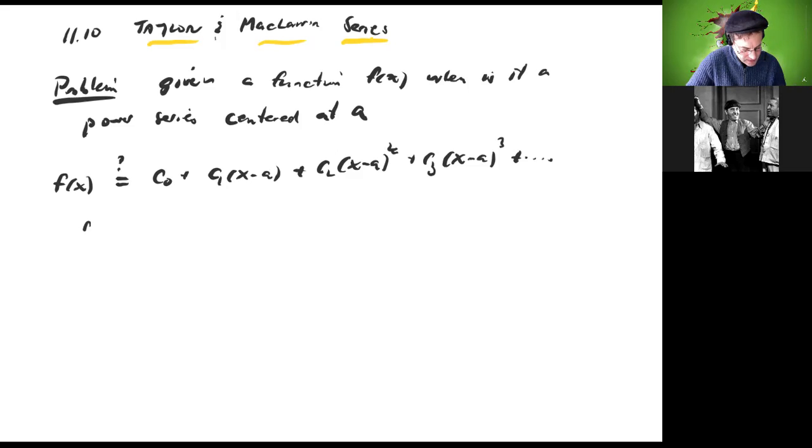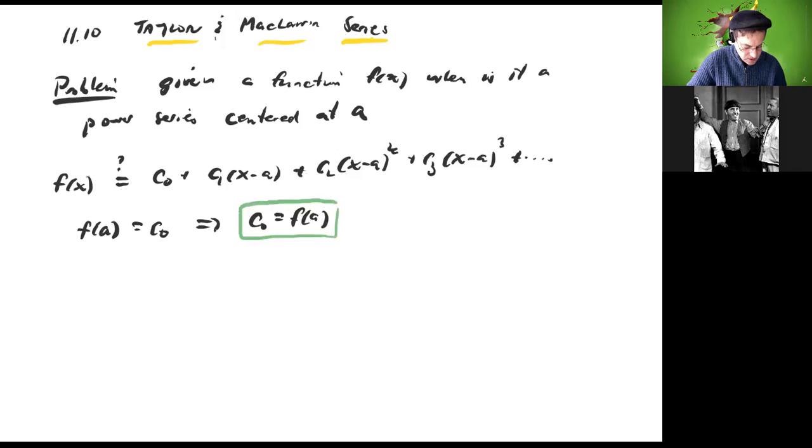So first of all, let's evaluate the expression at x equals a. If it's going to be true, f of a must be equal to c0 plus nothing else. All the other terms actually vanish. So now we know that c0 is f of a. So let me write it like this. We're trying to solve for these constants.